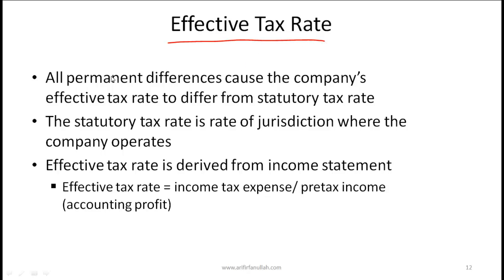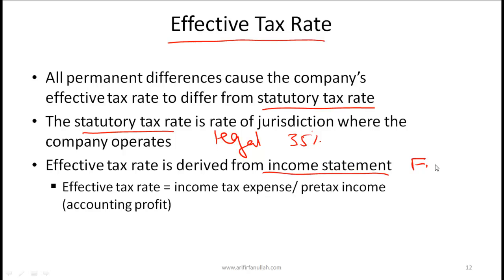Effective tax rate. All permanent differences cause the company's effective tax rate to differ from the statutory tax rate. The statutory tax rate is the rate of the jurisdiction where the company operates. So basically this is the legal tax rate. So if you are in a given country where the corporate tax rate is 35%, then that's the statutory tax rate. The effective tax rate is derived from the income statement.